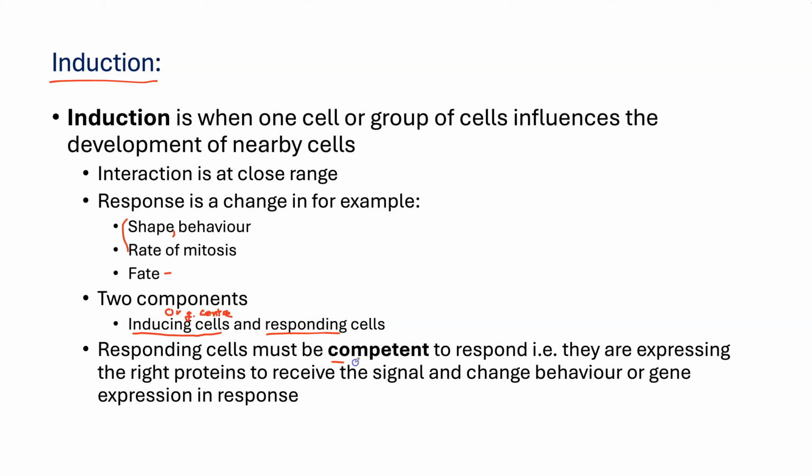Something to pay attention to is that the responding cells can't just be any cell that's nearby. They have to be what we call competent. They have to be able to respond to the signals that are being sent by the inducers. That means that they have the right proteins that can receive the signal, and the right proteins active inside the cell that can go ahead and change the cell's shape, the behavior, or the gene expression in response.